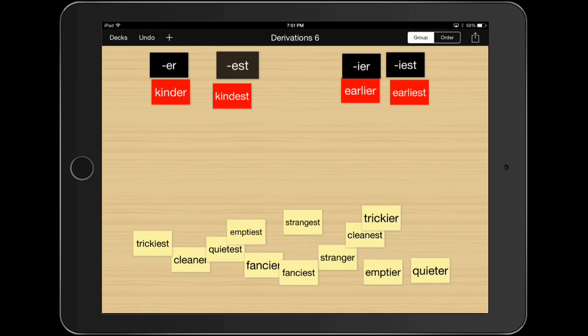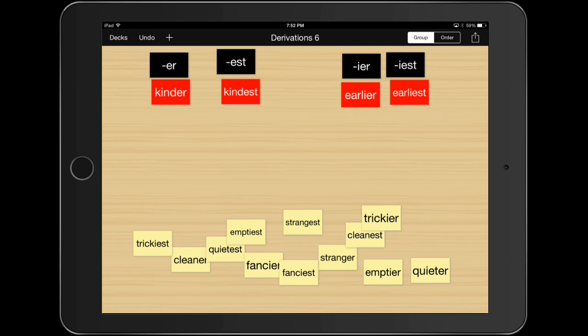When we see the suffix EST, now the base word kind has become kindest. So when we compare more than two things, we're going to use the suffix EST. So we could say Jeffrey is the kindest student of all.